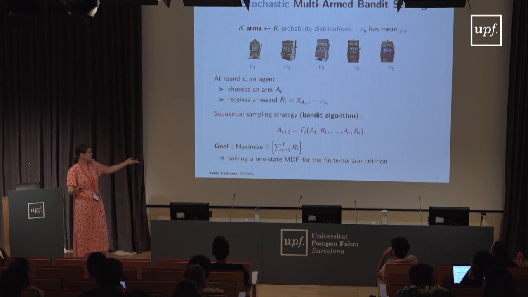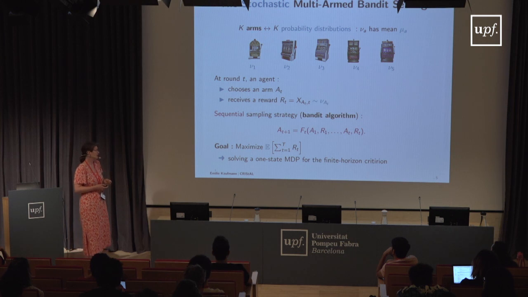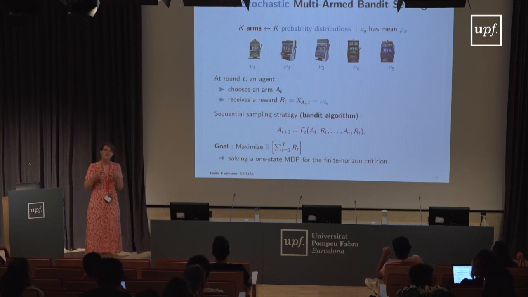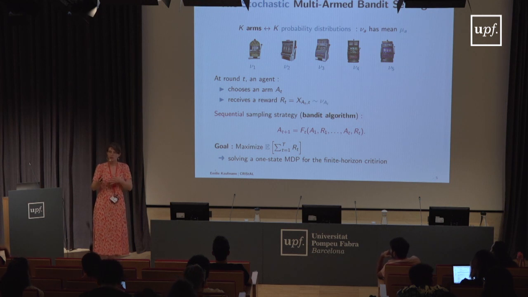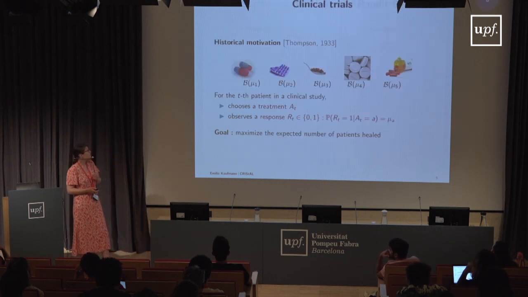So it could be, for example, solving a finite horizon or episodic MDP. In bandits, usually the horizon is not assumed to be known, and the best algorithms do not need to know it to make the most of it.